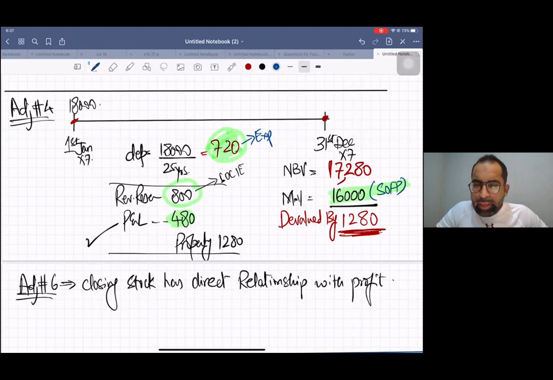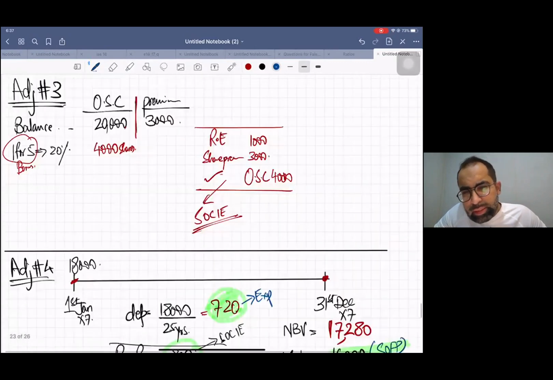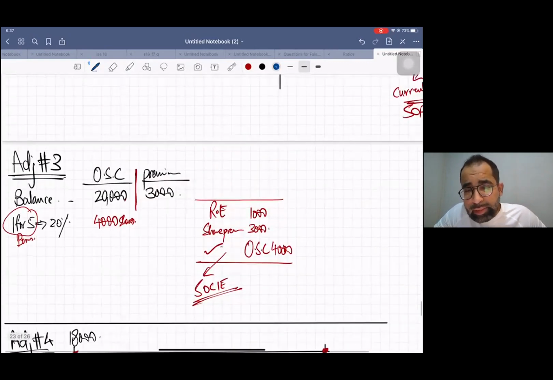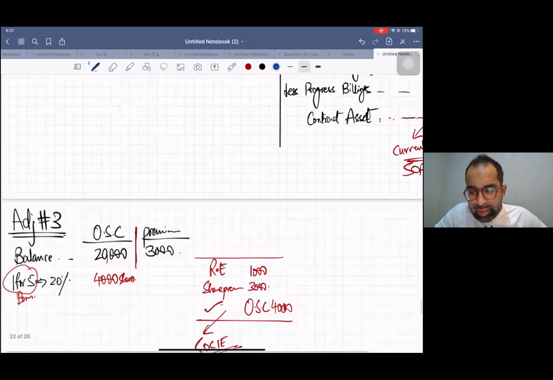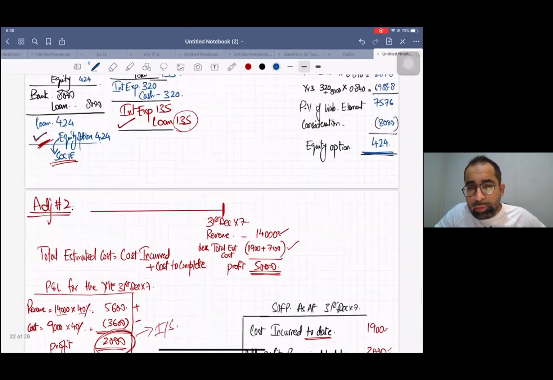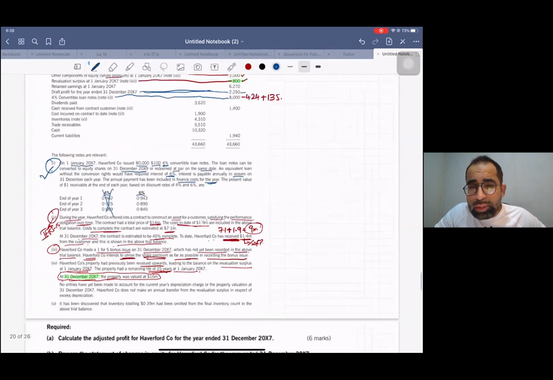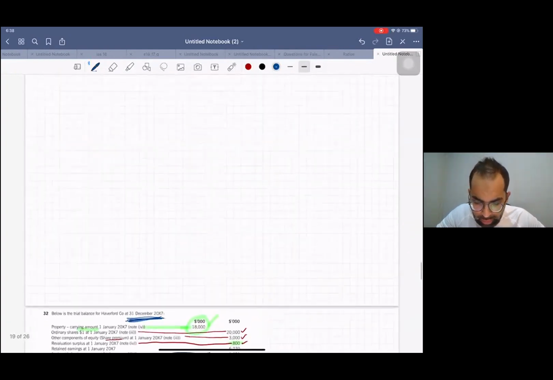Now the easiest part is closing stock. For years you have been studying the statement that closing stock has a direct relationship with profit. I hope you remember this dialogue. Closing stock has a direct relationship with profit.